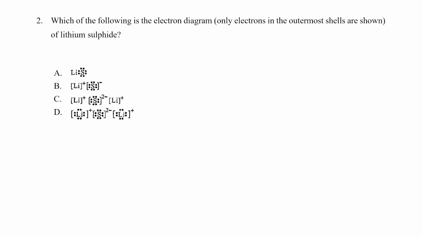2016 question 2. Which of the following is the electron diagram? Only electrons in the outermost shells are shown of lithium sulfide. So first off, we need to know whether it's a covalent compound or an ionic compound.